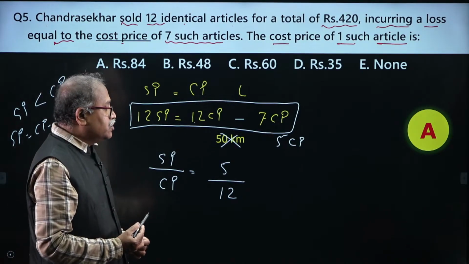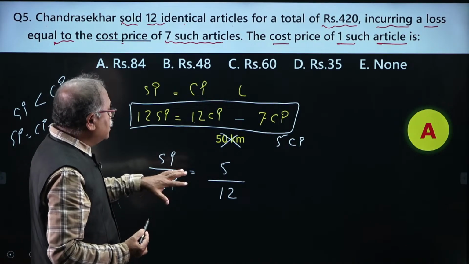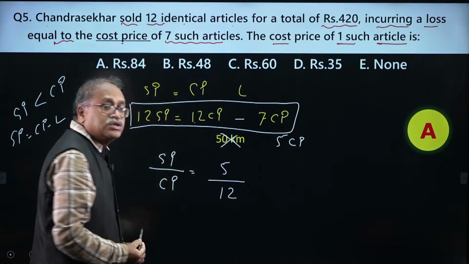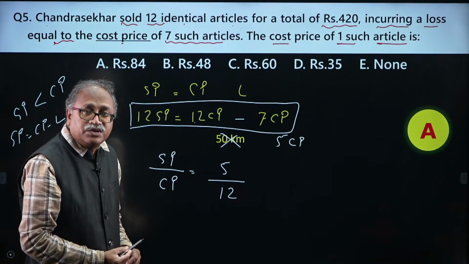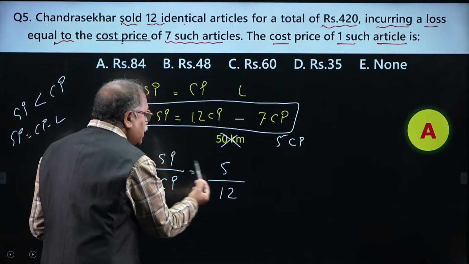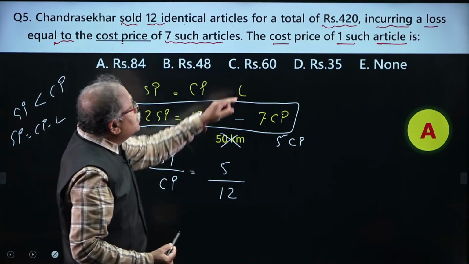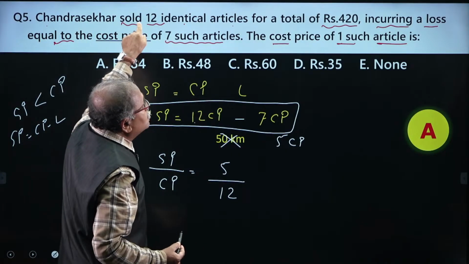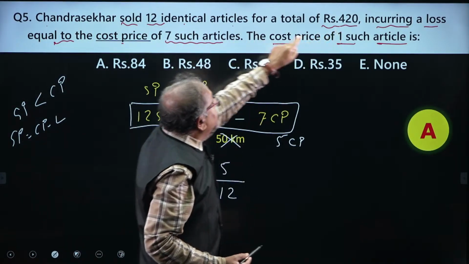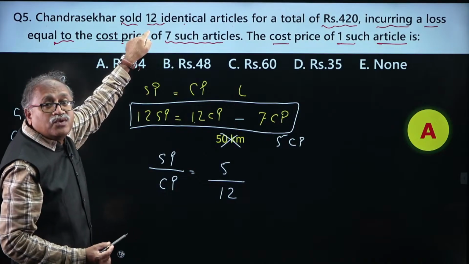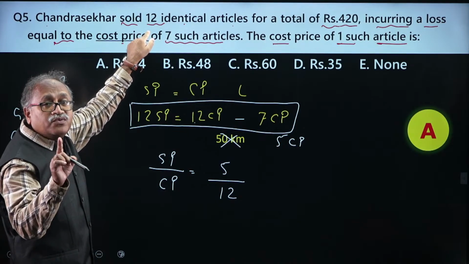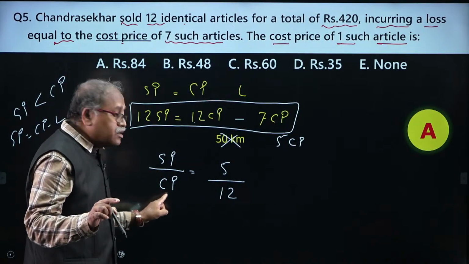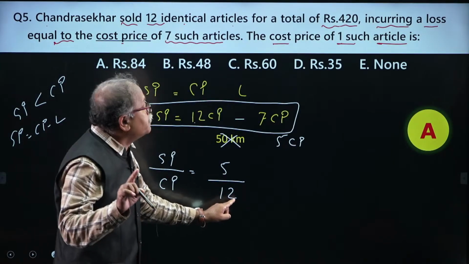Okay. So, what I need to do here is, if I know the Sp, I can find out Cp, because I know the Sp to Cp ratio. If I know the Cp, I can find out Sp. So, what is the selling price of one article? This is what he sold. So, I can divide this 420 by 12. I will be getting the selling price of one article. That is how many parts? 5 parts.